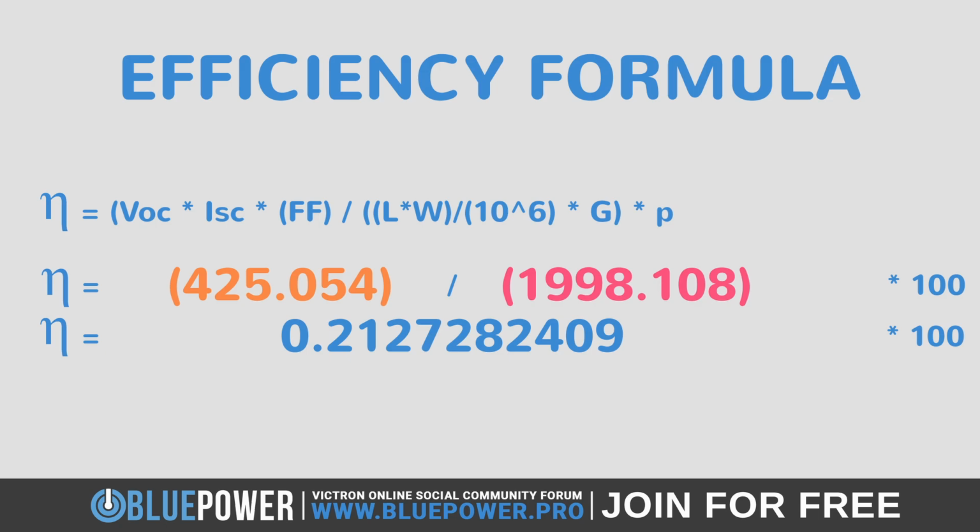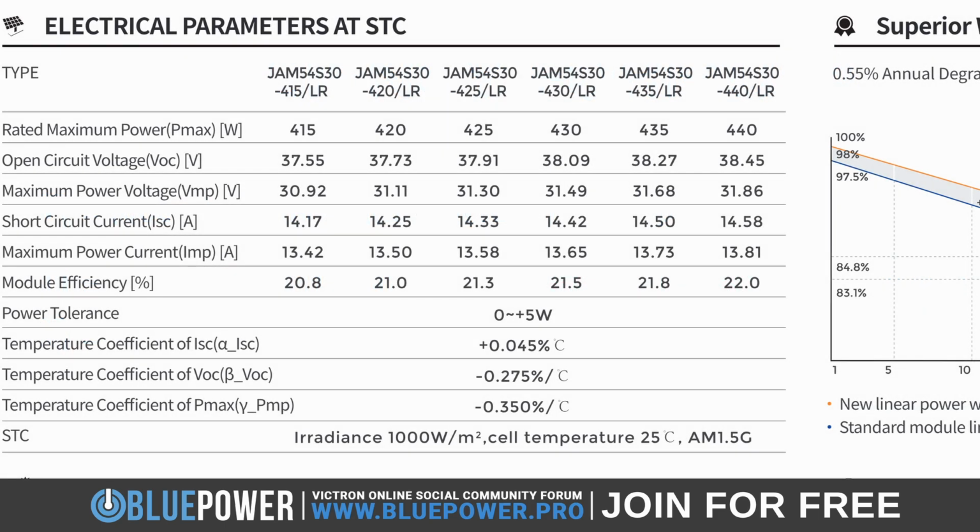The last step is to change this into a percentage by multiplying it by 100. This gives us a final efficiency value of 21.27%. And right here is the third and final surprise. If we compare this to the spec sheet, we see that it says 21.3%, which is basically 21.27 rounded up.